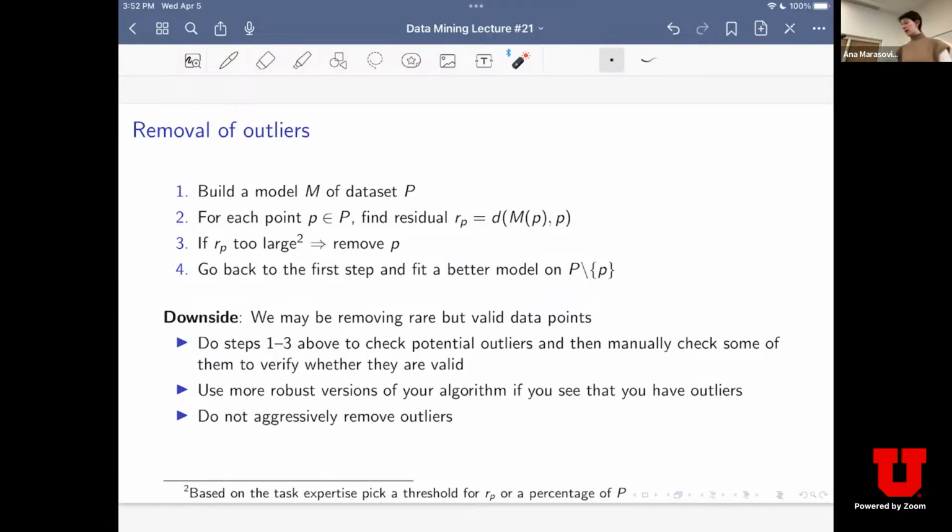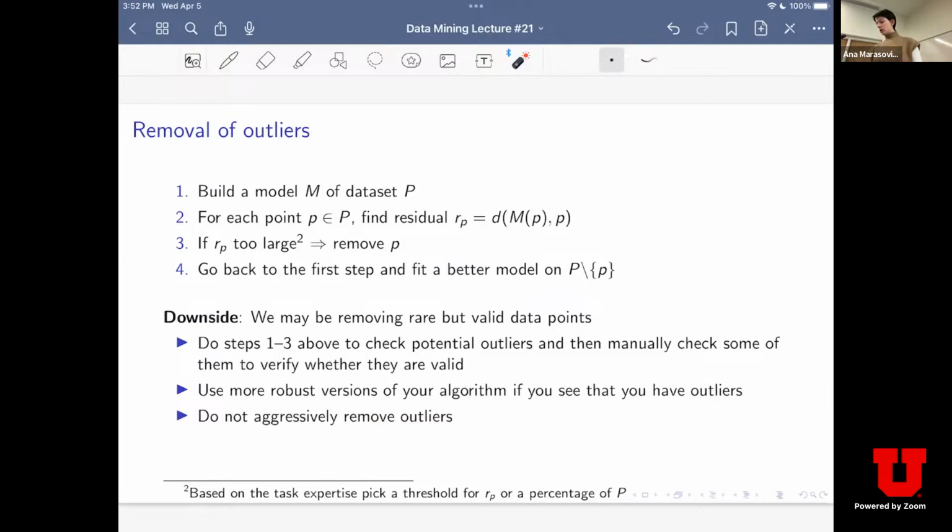So my first recommendation is that you do not aggressively remove outliers. This should not be something you do reluctantly. This should be a hard decision to remove these points. That's what I want to say.